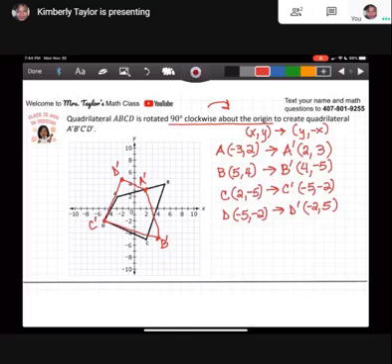And there you have it. Rotated 90 degrees clockwise about the origin. Okay, let's go to another question.